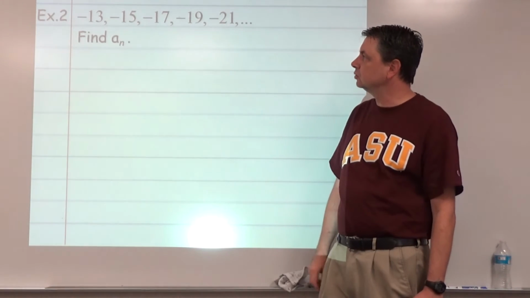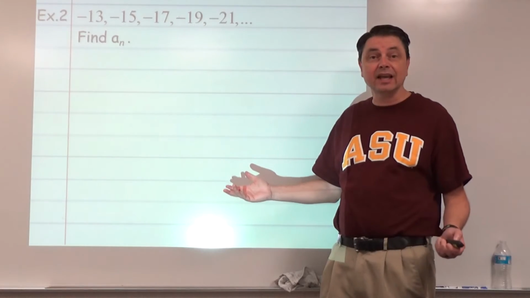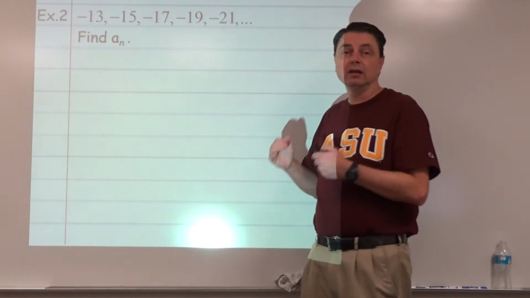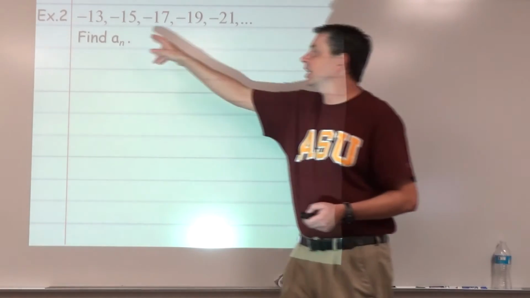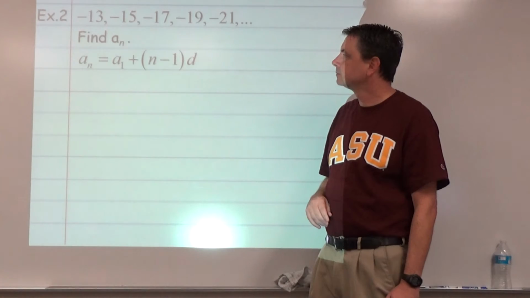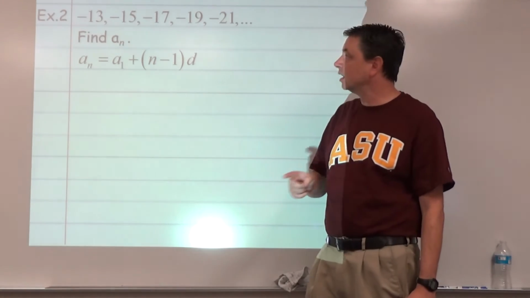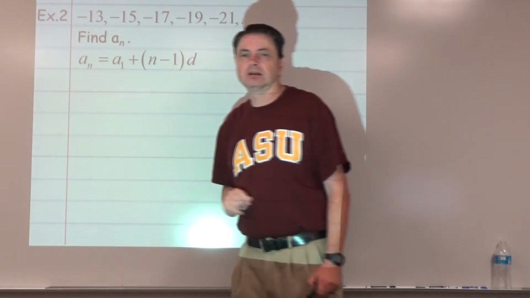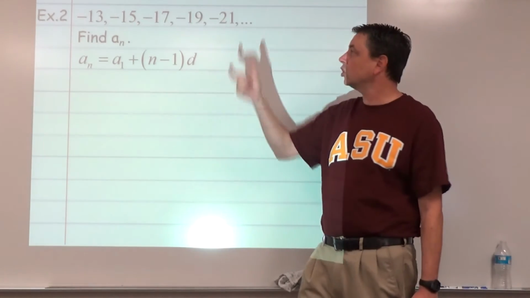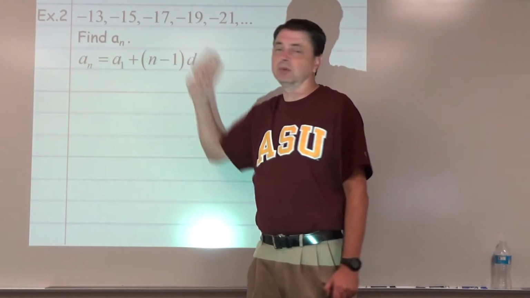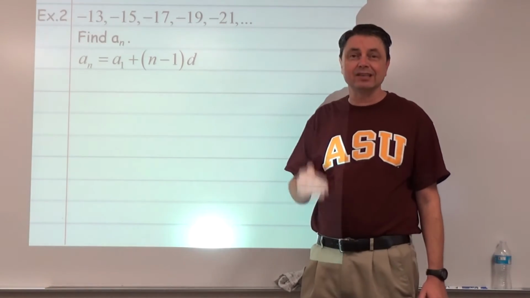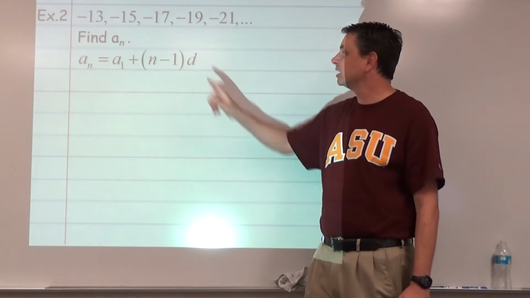Example number 2, find a sub n. So maybe not just a specific one term, but the general term, a sub n. We just use the formula. All right, a sub 1 is right there. Now the d, remember to get the d, take any term and subtract the one before it. Careful with the negatives here. Negative 19 minus negative 17. It's going to be negative 2.